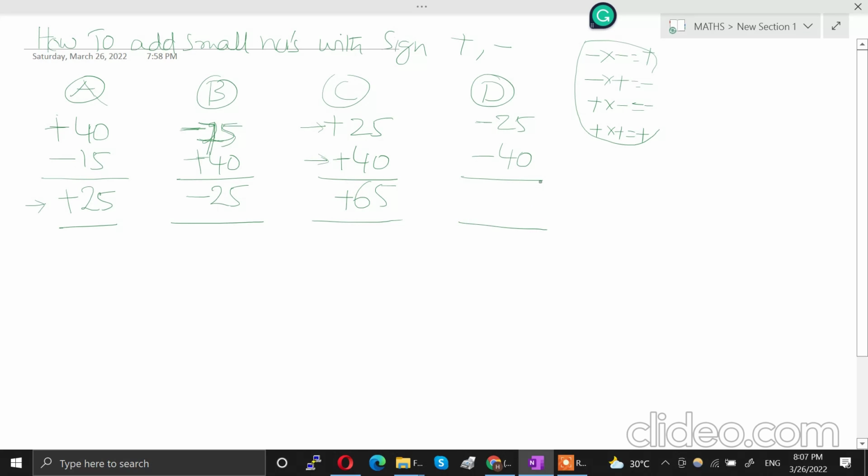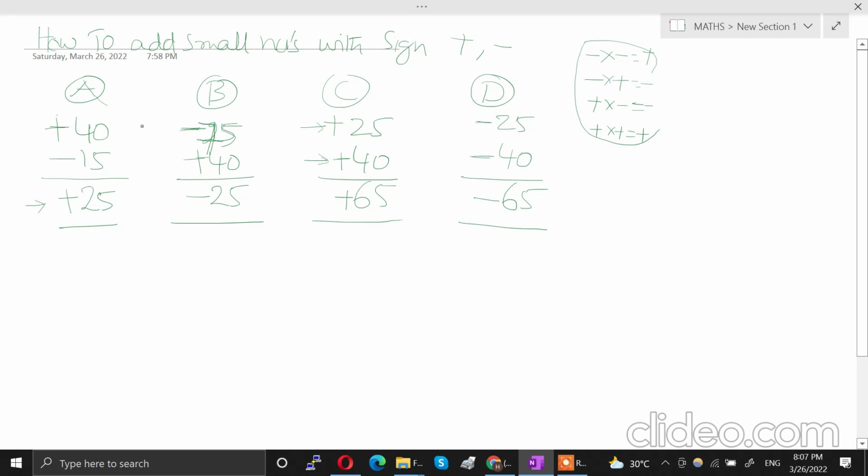Now come to the last example. Here you have minus 25 and minus 40. What to do with this? As I said, if they have the same sign, simply add. So it becomes 65 when you add minus 25 and minus 40. But what symbol do you have to put? Again the negative symbol, because both of these are negative, so it becomes minus 65.